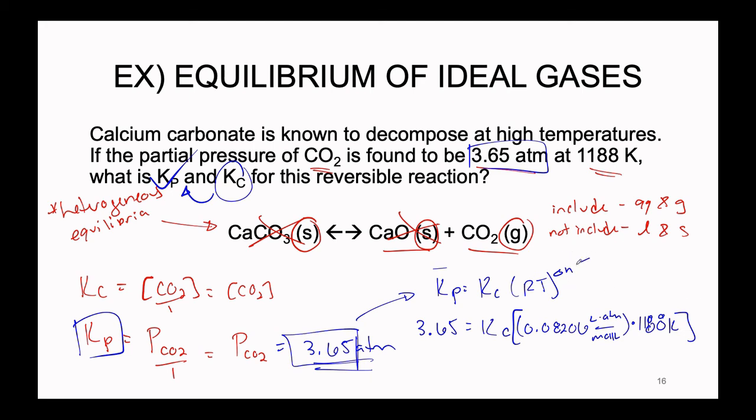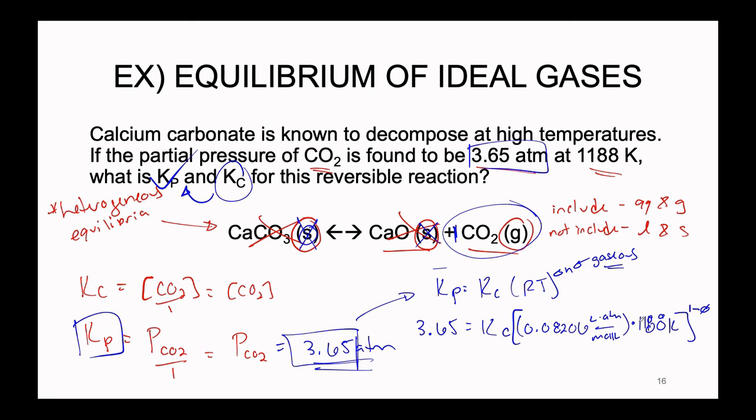Now again, the delta n is only going to apply to gaseous species. And so if we observe again our chemical equation, we have a solid, so it doesn't matter. This coefficient of 1 doesn't get included. We have a solid, this also doesn't matter. This coefficient of 1 doesn't get included. We only have one gaseous species. So if we're looking at moles of product minus moles of reactant, we have 1 mole of gas as a product and 0 moles of gas as a reactant. So our exponent here is going to be that 1 mole of product minus the 0 moles of reactant.